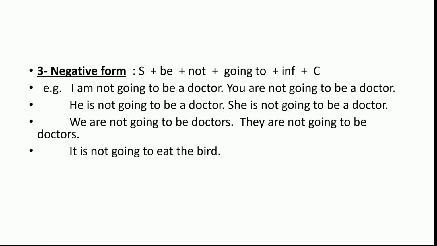Now, the negative form: subject plus be, not, going to, infinitive, then complement. I'm not going to be a doctor. We put not after the verb to be. You are not going to be a doctor. He is not going to be a doctor. She is not going to be a doctor. We are not going to be doctors. They are not going to be doctors. It is not going to eat the bird.